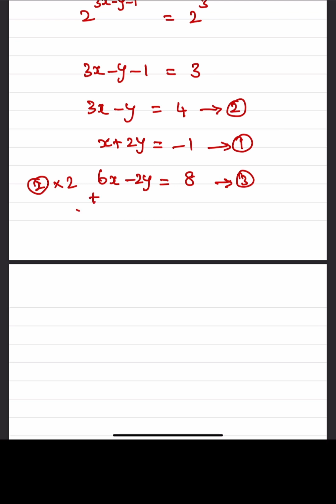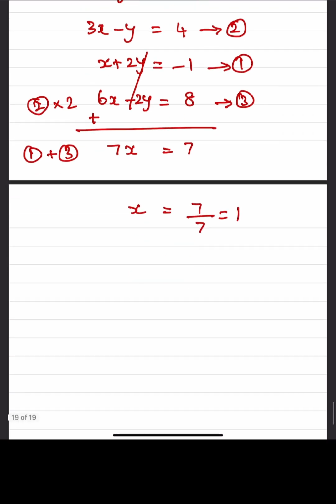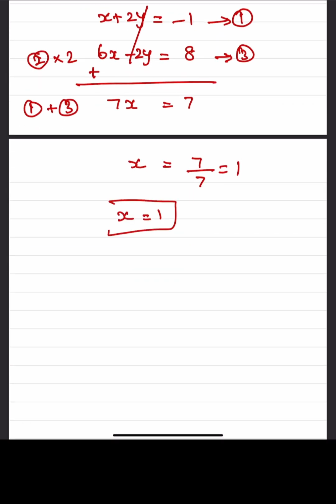Now we can add these two equations. It means 1 plus 3, we can cancel these two. When you add this, this becomes 7x equal to 7. x is equal to 7 by 7 equal to 1. So the value of x is equal to 1.